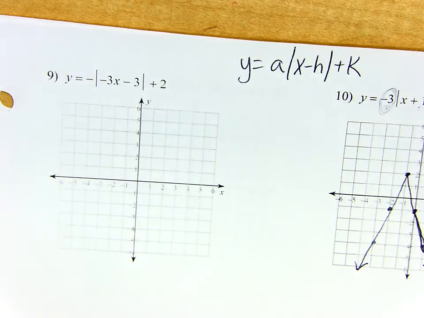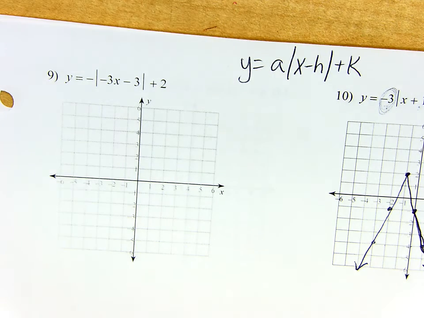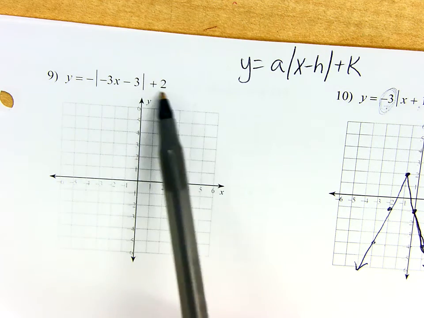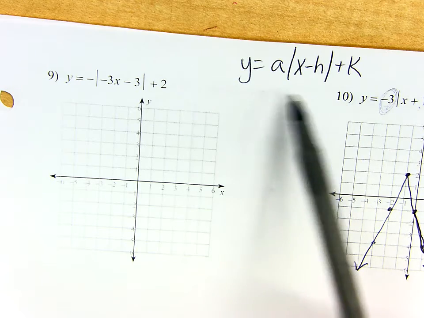So I don't just know where my vertex is. I don't know how wide or narrow it will be, or what's going to happen with it. Basically, the only thing I know for sure is that it will be a V shape because it's an absolute value, and it will be upside down because I've got this negative out in front. Beyond that, I really don't know anything. Shoot, so what are we going to do? Well, lucky for us, there's a way to manipulate this equation so that it does look just like this.